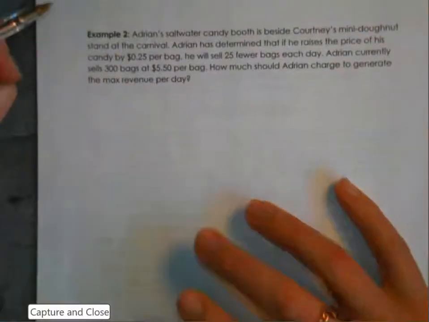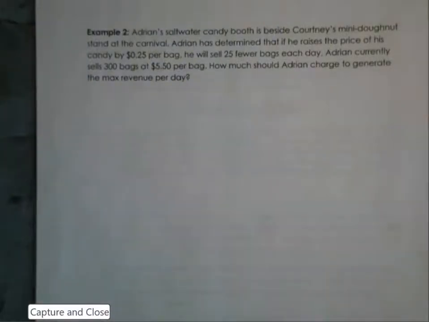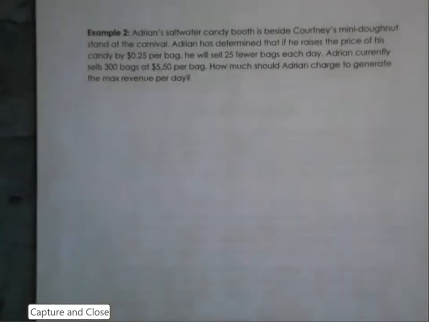Okay, let's look at one more example. Adrian's saltwater candy booth is beside Courtney's mini donut stand at the carnival. Adrian has determined that if he raises the price of his candy by 25 cents per bag, he will sell 25 fewer bags each day. So again, thinking about where he is at.